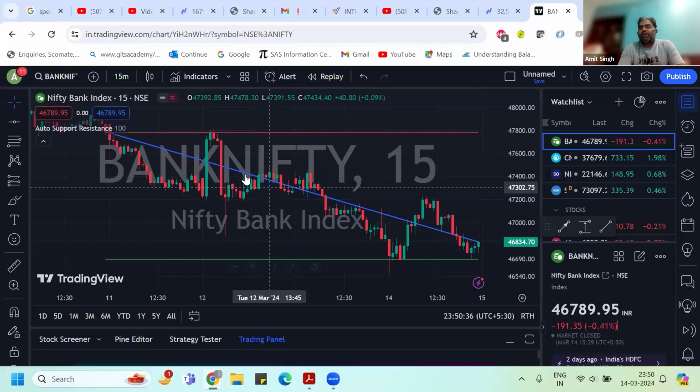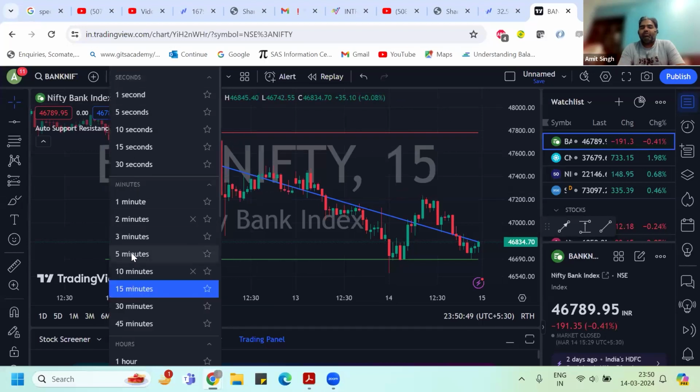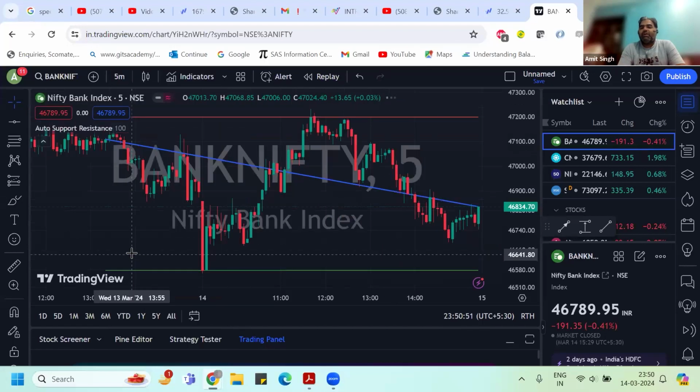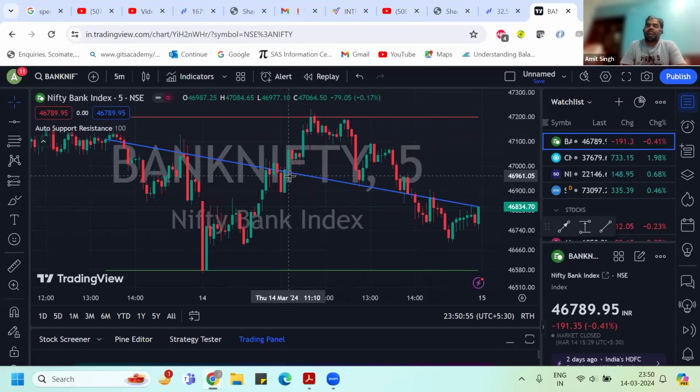This blue color line shows the downtrend. This shows the trend, while the green color shows you the support and the red color shows you the resistance. So it's more of a holistic form of representation. If you change the time frame, this will automatically change again. So you can use auto support resistance, or you can use zigzag.